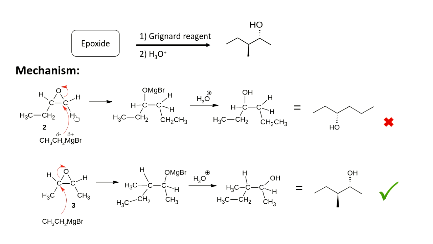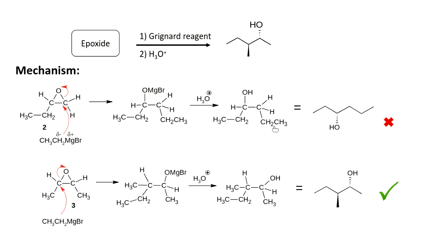So when the nucleophile comes in, the C-O bond will break. We have O minus, and then we have the counter ion magnesium bromide. So we have added the ethyl group here from the Grignard reagent. The next step is protonation, as we did before. And so we protonate the oxygen to generate our hydroxyl group.